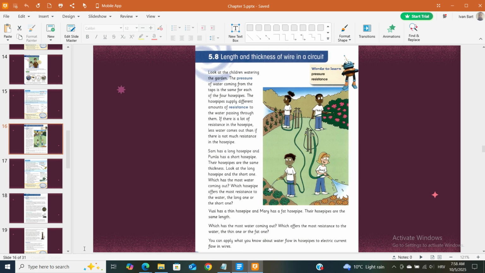Vuzi has a thin hosepipe and Mary has a fat hosepipe. Their hosepipes are the same length. Which has the most water coming out? Which offers the most resistance to the water, the thin one or the fat one? You can apply what you know about water flow in hosepipes to electric current flow in wires.